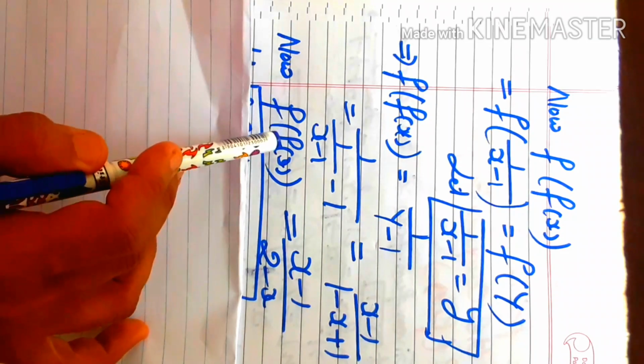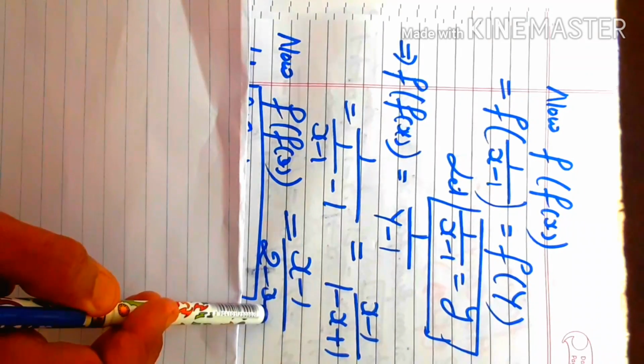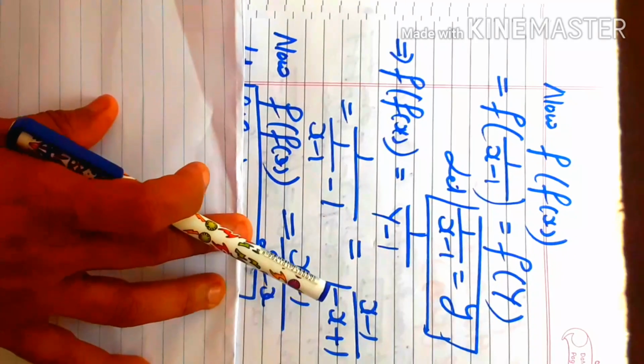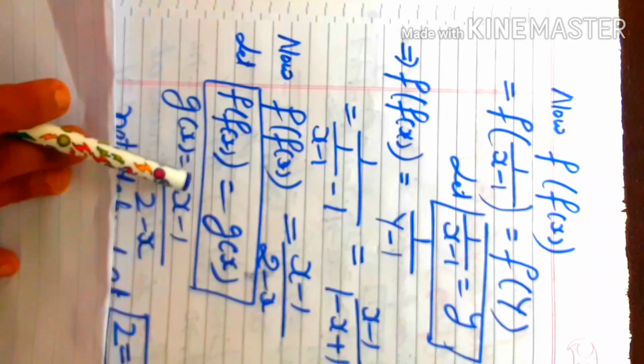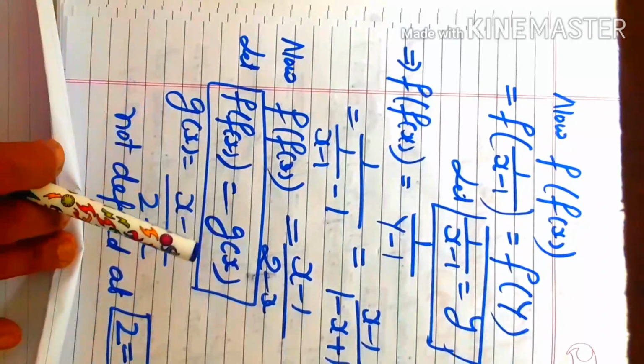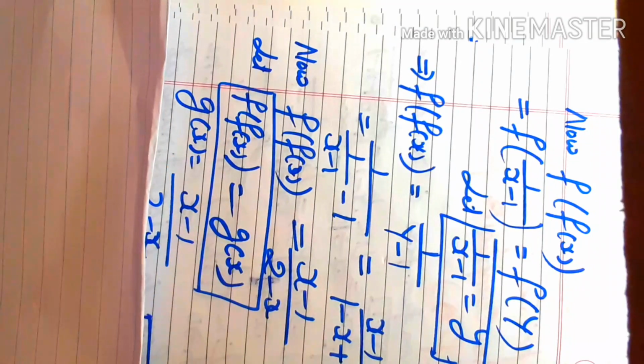Now this function is not defined at 2. Earlier, f(x) was not defined at 1. So because this function is not defined at 2, we are getting 2 as a point of discontinuity.